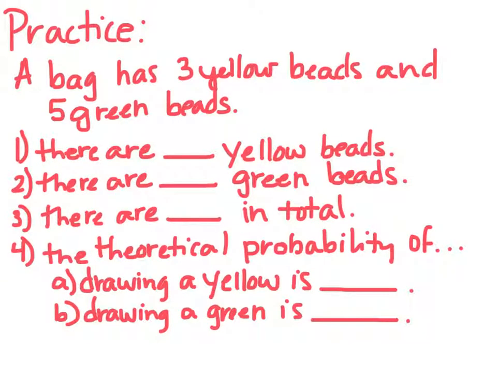Try this one on your own. A bag has 3 yellow beads and 5 green beads. Please answer the questions below to help you calculate the theoretical probability of drawing a yellow or drawing a green. There is another question in this practice, so pause while you work and move on when you are ready.